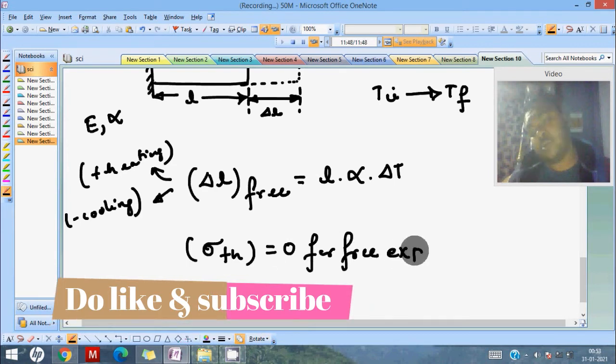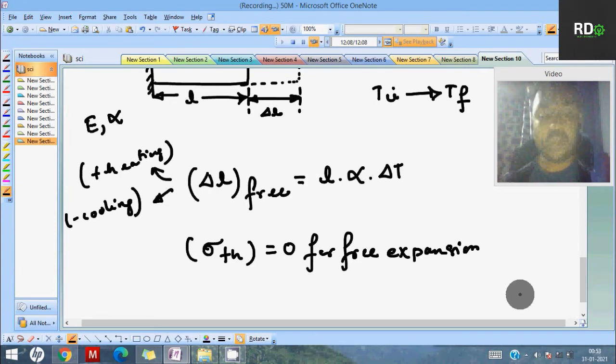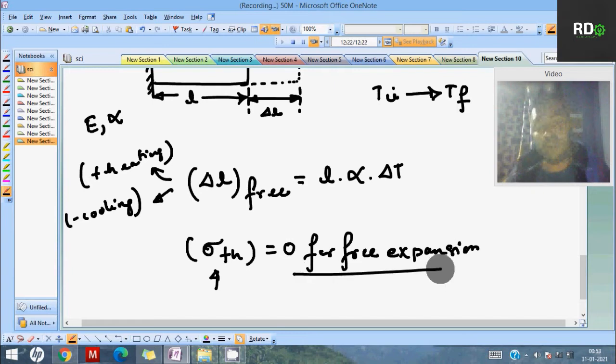Okay. See, free expansion can be either due to uniform heating or uniform cooling. In uniform heating, it will try to expand, and in uniform cooling, it will try to contract. But if you are not stopping it, if the molecules of the beam are not getting restricted in any sense or any case, then the stress will not be induced. In this case, I am talking about the thermal stress, because we are dealing with the temperature. Okay, so the thermal stress will be 0 for free expansion. Okay, you have to remember this.